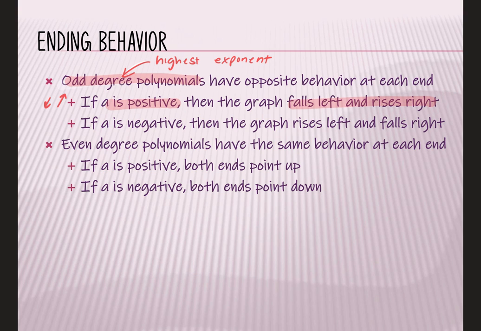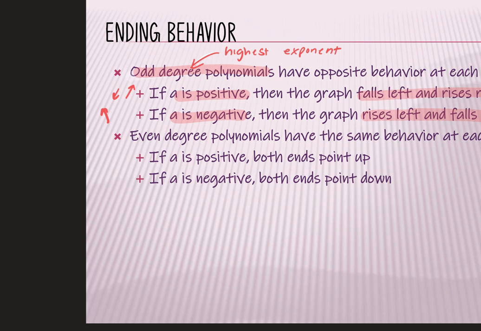If a is negative, then the graph rises to the left and falls to the right, so it's the opposite behavior, as if your x cubed was negative.